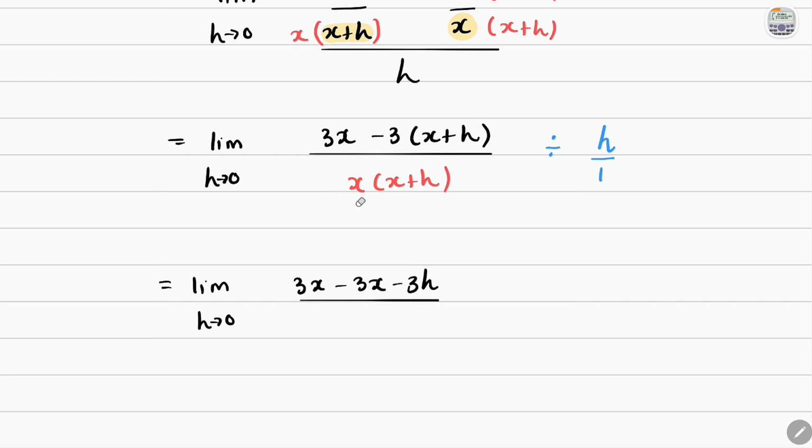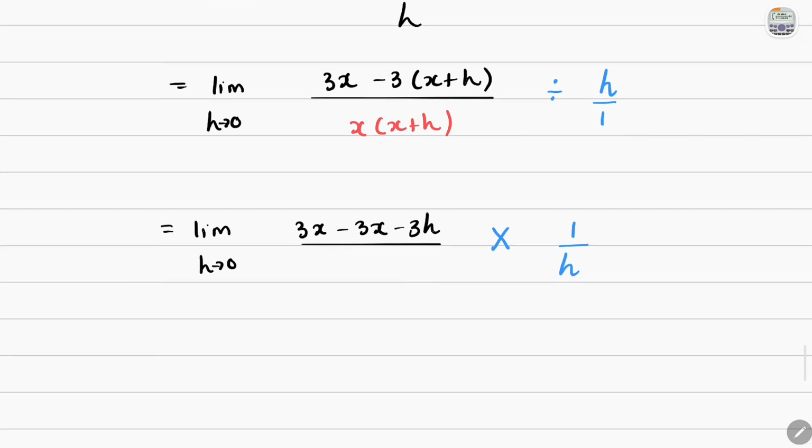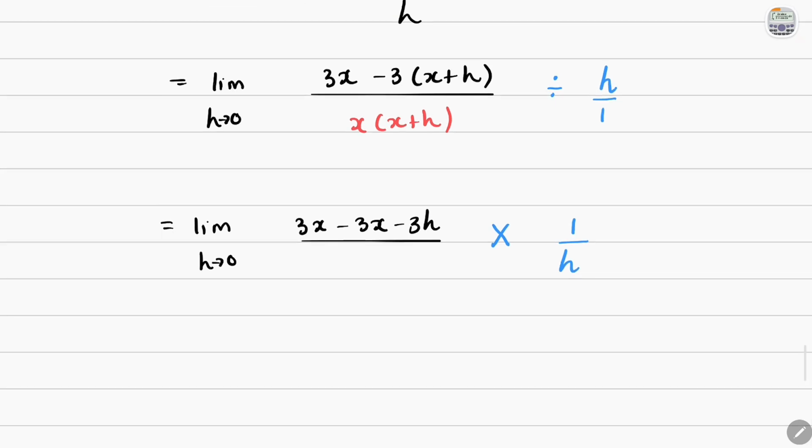Now with this, I'm going to keep this as it is because I can already see we have an h here, which we can take out as a common factor. And here we have an h, but we're dividing by h. So when we use tip and times, this is going to become multiplied by 1 over h. And you see now we're going to have an h in the denominator that is going to cancel with that numerator of h. So always think ahead of time when working with these problems.